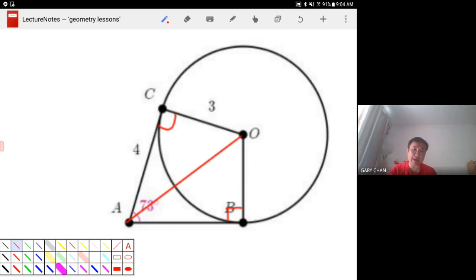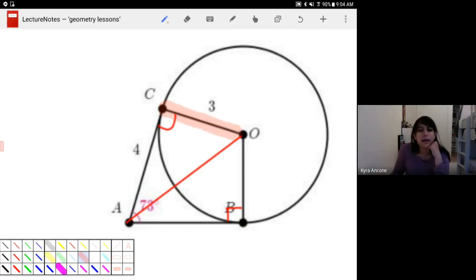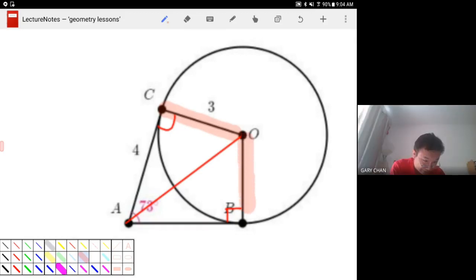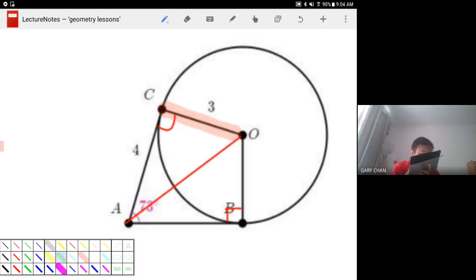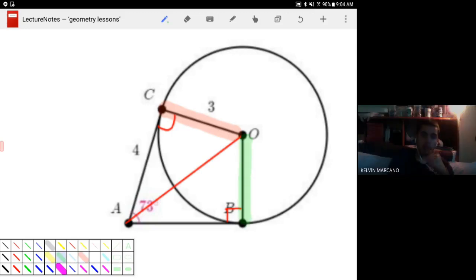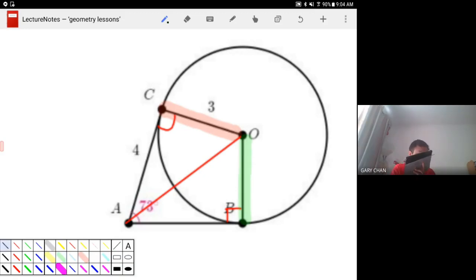Kira, what is this length right here? The radius, and that's 3. Calvin, OB is also a radius, so what is the length of this line right here? 3. Also 3. That's right. This is also going to be 3.